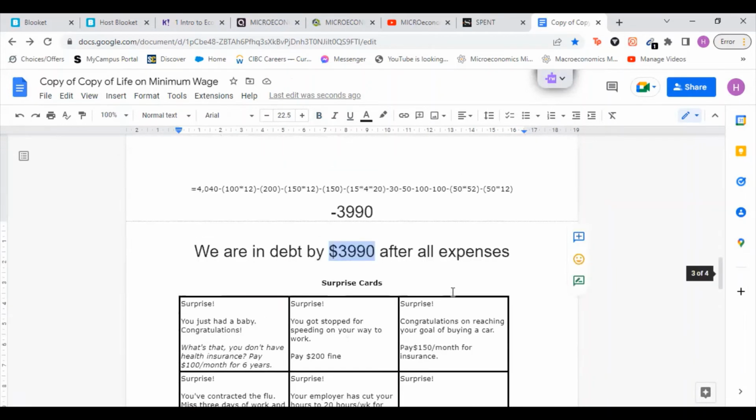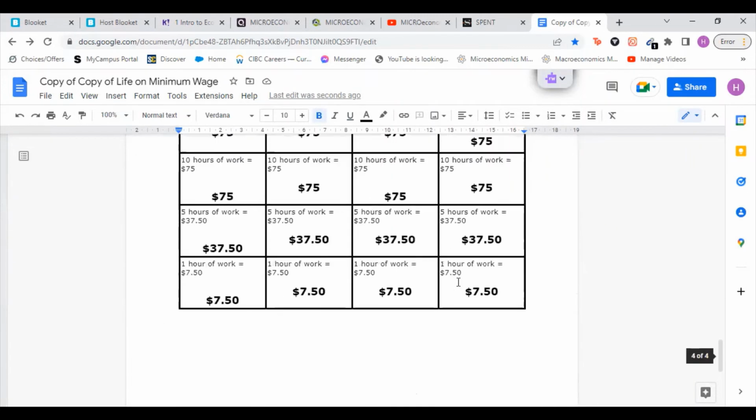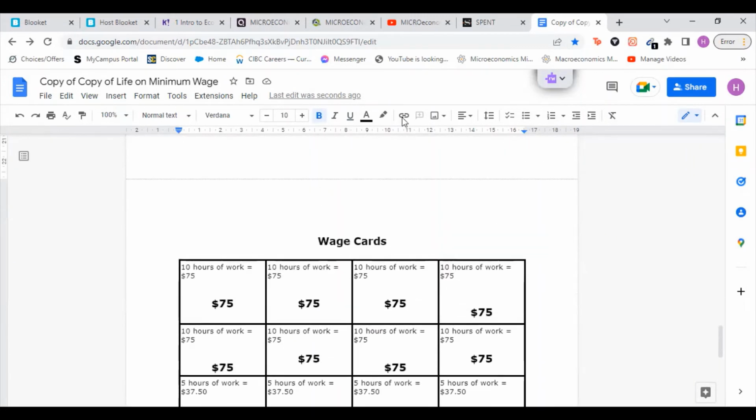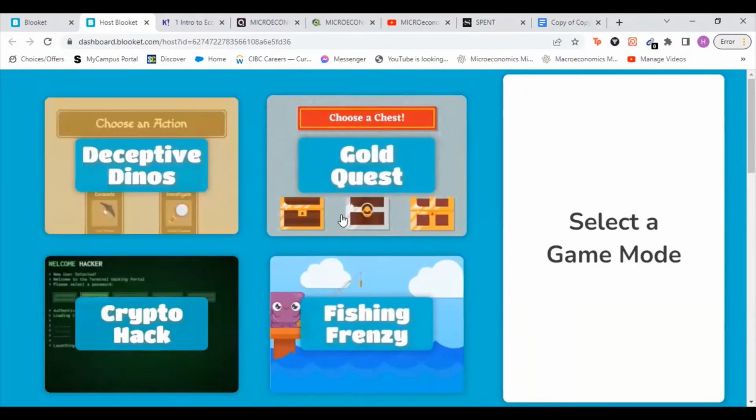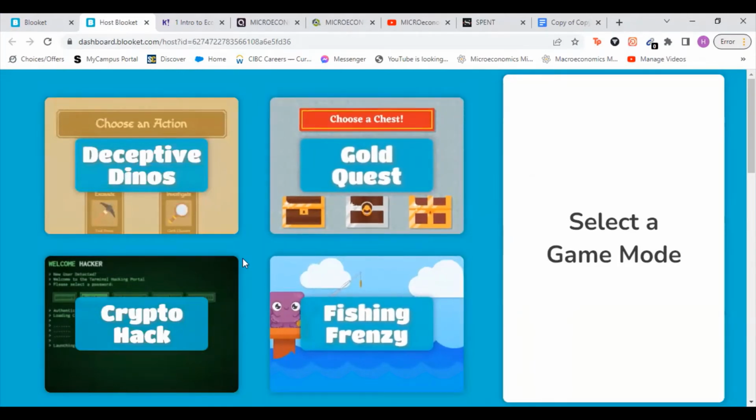So the minimum wage doesn't cover everything. There are so many expenses out there that it just doesn't cover. I just shared that in the chat if you want to review that more. It's very expensive. So no one can really live on the minimum wage based on that.